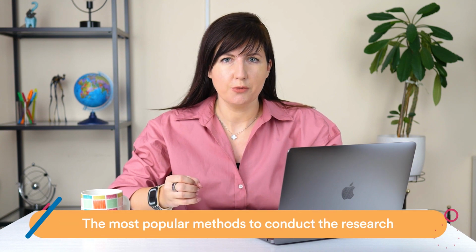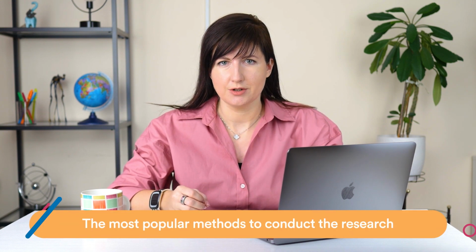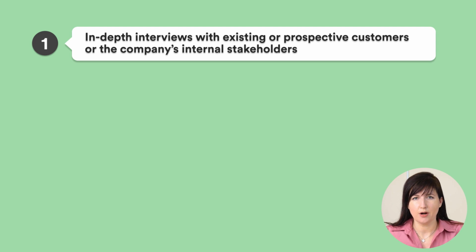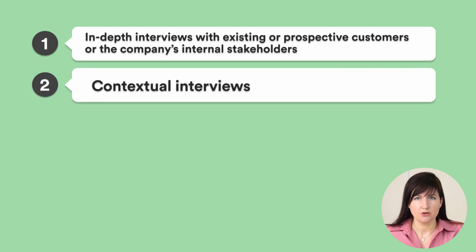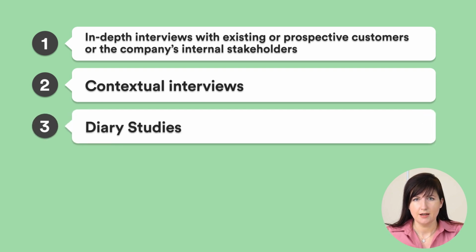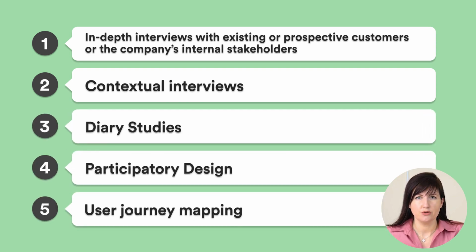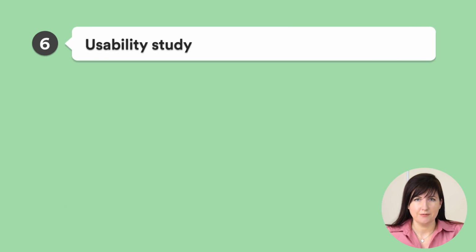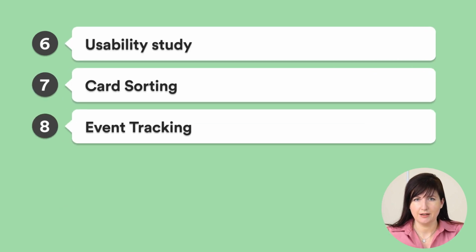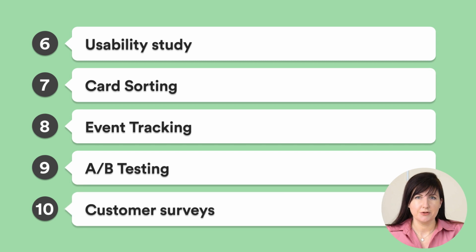Before we start doing user research for problems we've identified earlier, let's go through the most popular methods to conduct the research. Specifically, we will explore 10 of the following research methods: in-depth interviews with existing or prospective customers or the company's internal stakeholders, contextual interviews, diary studies, participatory design, user journey mapping, usability study, card sorting, event tracking, A/B testing, and customer surveys. Let's go over every method one by one.